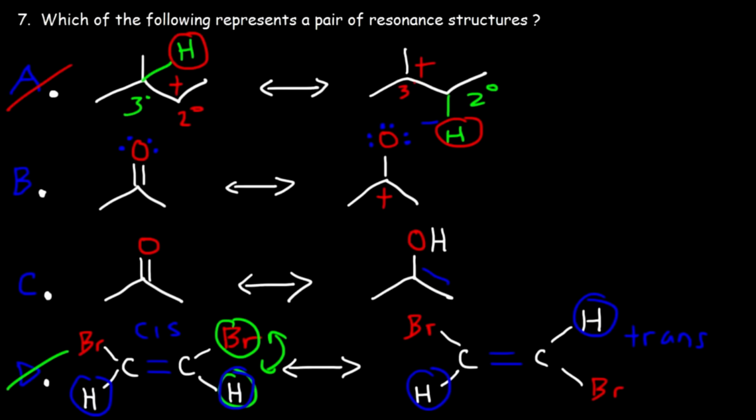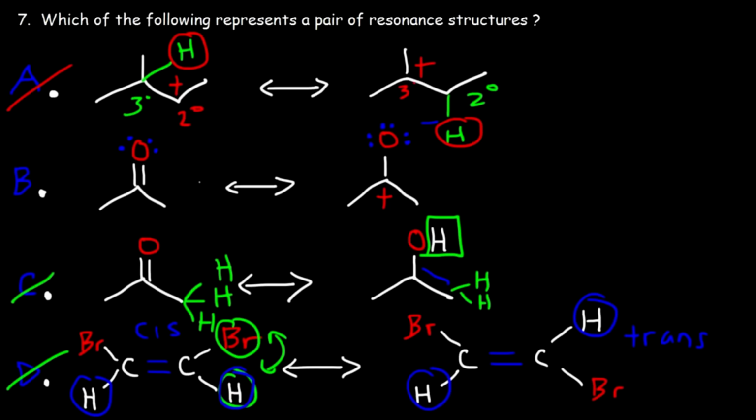Notice that we have a keto-enol tautomerization going on here. A hydrogen was moved from this carbon onto the oxygen. Before there were 3 hydrogens, and now we only have 2. So hydrogen was transferred from one part of the molecule to the other part of the molecule, which means that these two do not represent a pair of resonance structures. The only answer is answer choice B.